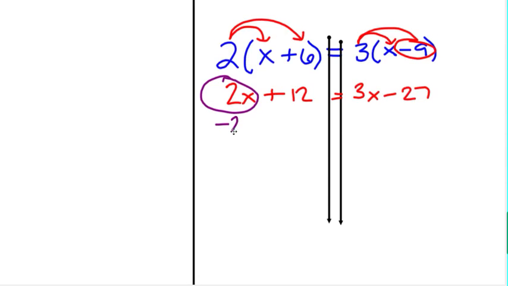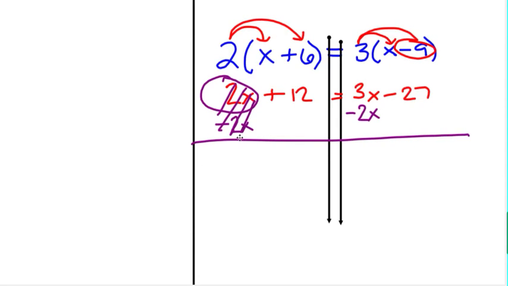Again, no special reason other than it'll allow me not to have negative x's, but I could have done something differently. The 2 x's are going to cancel out, leaving me with just the 12 here. 3 x's minus 2 x's is 1x, and this 27 is going to drop down. Now I need to get rid of my geeky friend, and I'm going to do that by adding 27 to both sides. The reason I'm adding 27 is if I circle the number and sign in front, that's a negative.